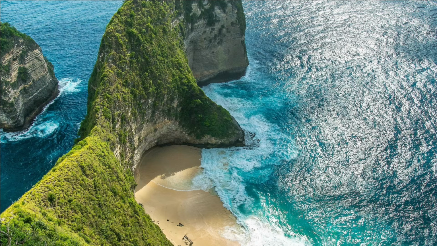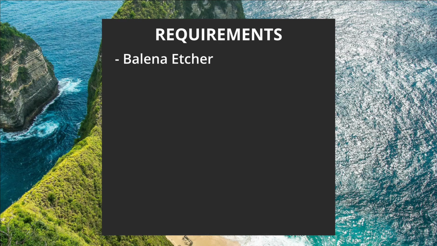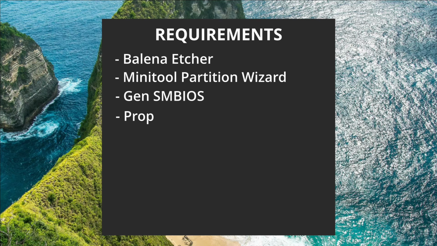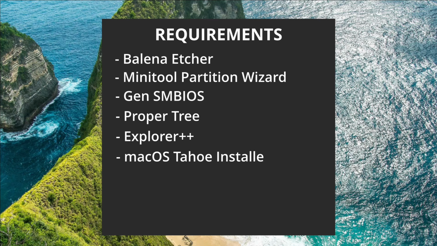So here are the requirements. First, we need Balena Etcher, which we are going to use to create a bootable macOS. Next, we need Minitool Partition Wizard. We need GenSMBIOS. We need Propertree. We need Explorer++. We need the macOS Tahoe installer file.